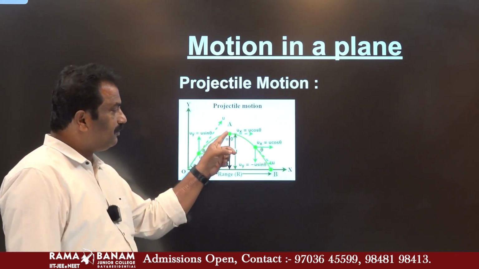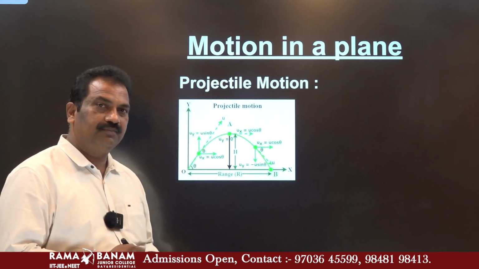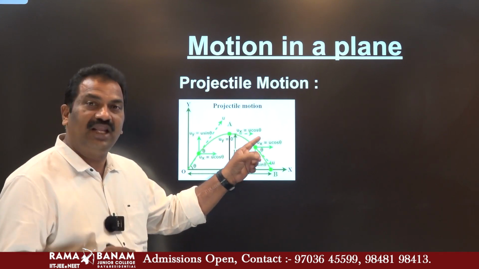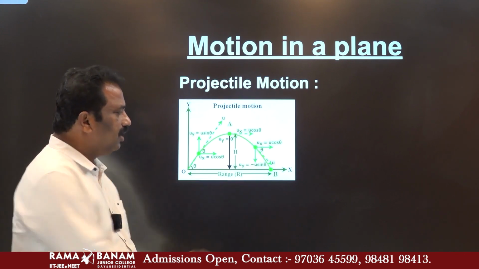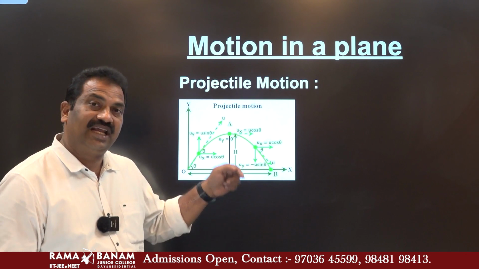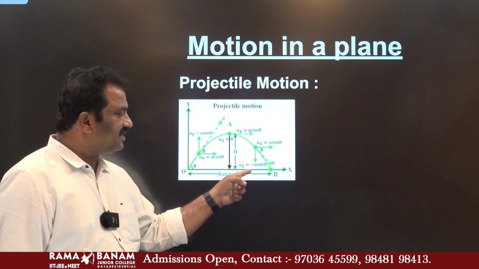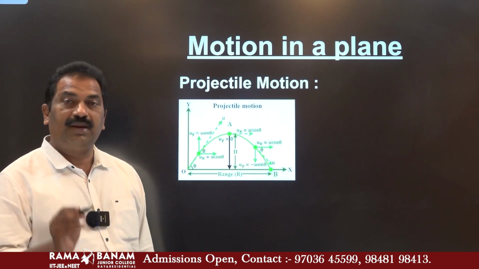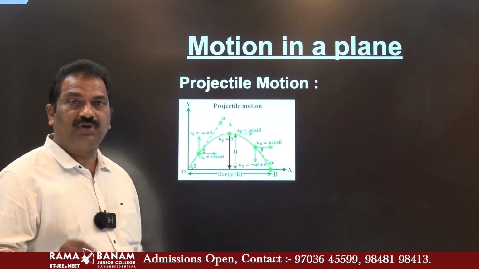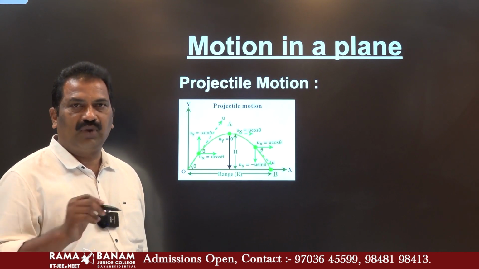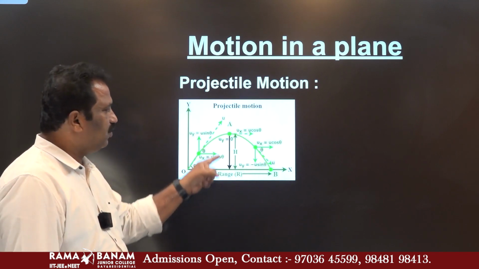When the body reaches the maximum height, the vertical component of velocity becomes 0 and the horizontal component of velocity is only u cos theta. After t seconds, due to gravity, it reaches the ground at point B, and again it can be resolved into two components: u cos theta and minus u sin theta. Why? Because the body is projected and reaches the ground in the opposite direction. See here, this is the maximum horizontal range and this is the vertical height.